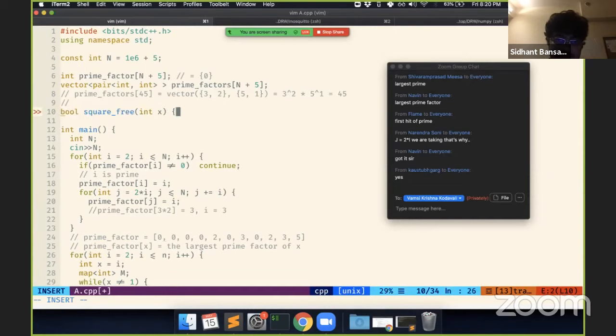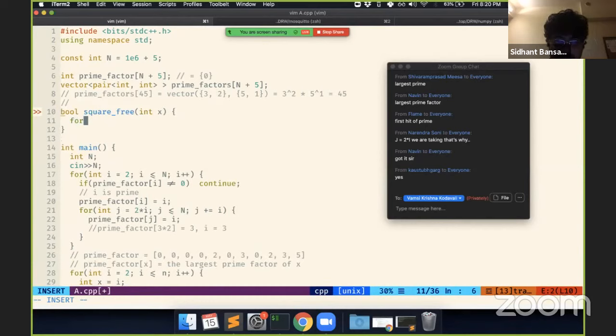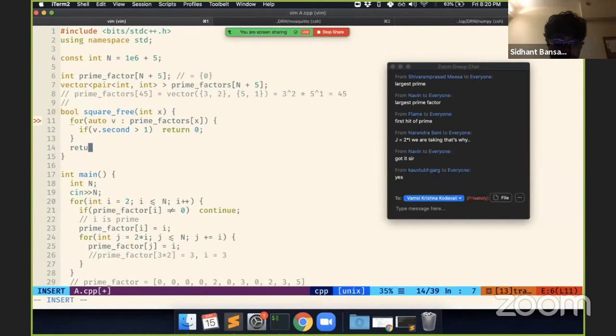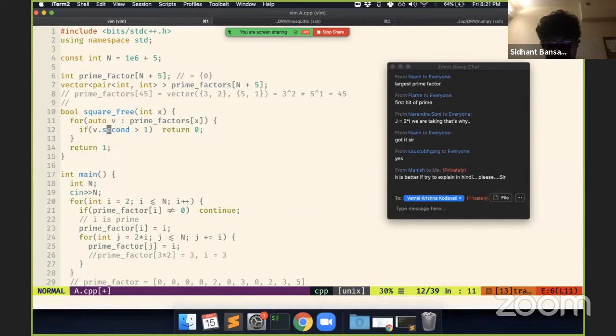Let's say you have x. What will you do? You'll simply iterate on the vector of x, right? And say if v dot second is greater than 1, then return 0. Otherwise, return 1. Okay, so somebody asked me to explain in Hindi. Okay, so थोड़ा बहुत कर सकता हूँ explain.